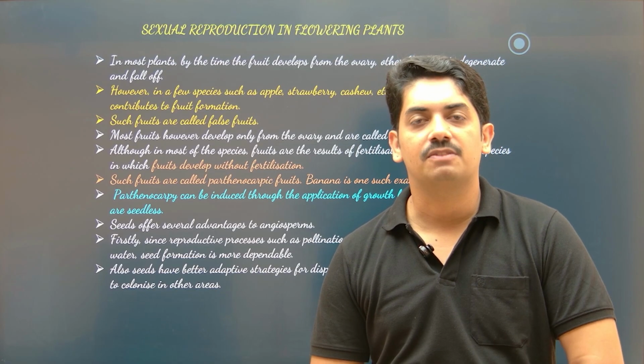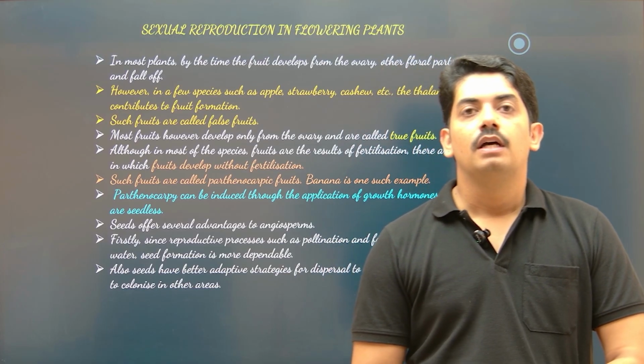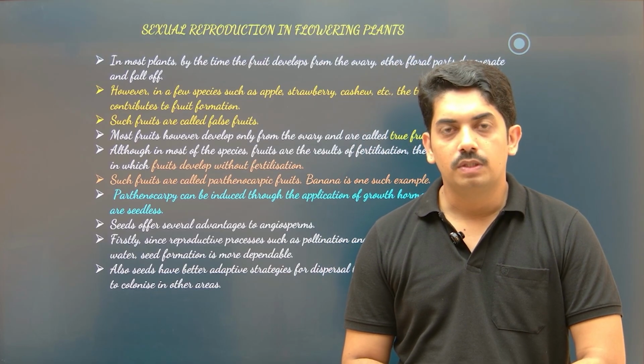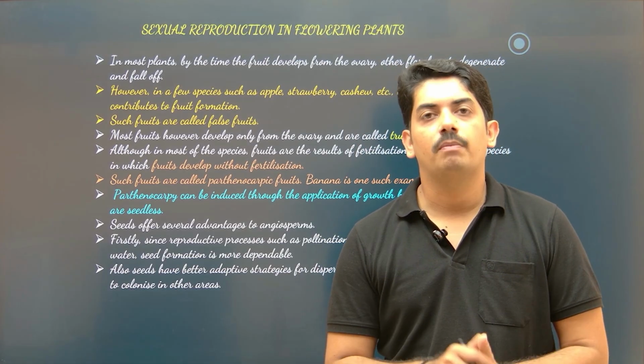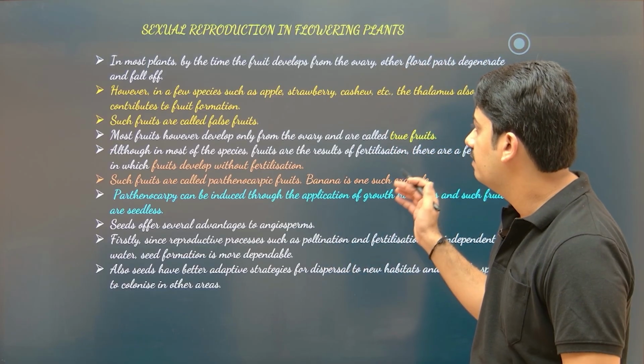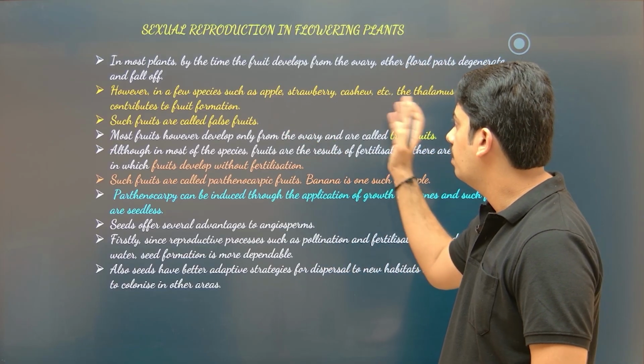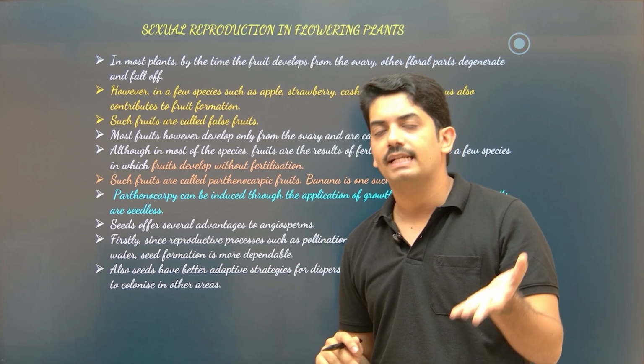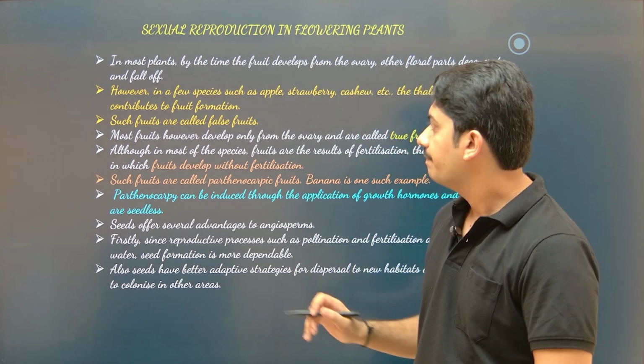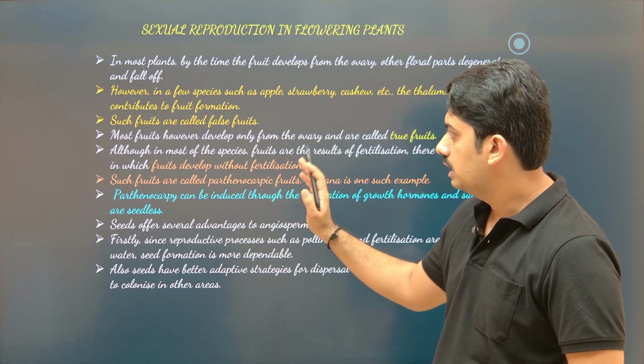Of course, it's a false fruit. Sometimes the ovary will not develop into fruit; instead the thalamus will develop into fruit. For that they have given some examples like apple, strawberry and cashew. These are the best examples for false fruits. Such fruits we call false fruits.